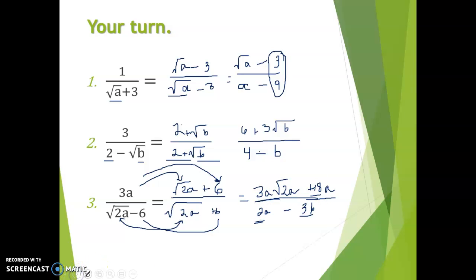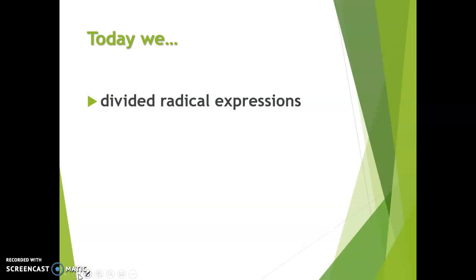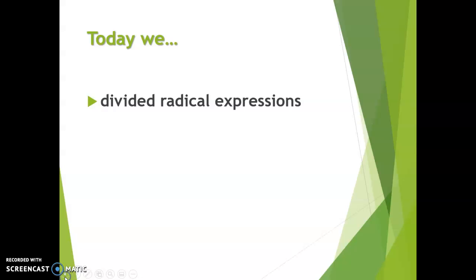If you guys have any questions, make sure that you ask next class. But today we divided radical expressions, and we did that by rationalizing the denominator, which sometimes looks like multiplying by the conjugate. If you guys have any questions, be sure to write those down.